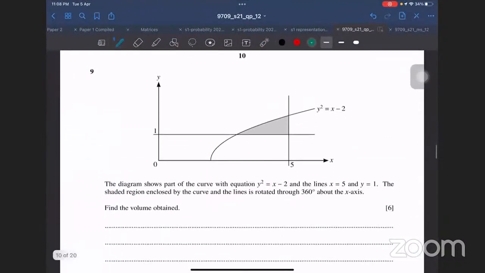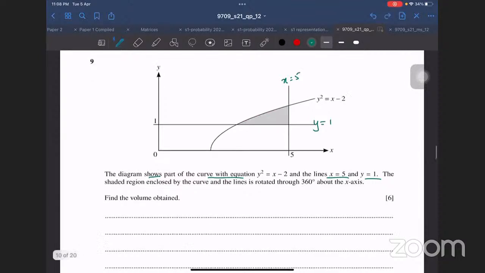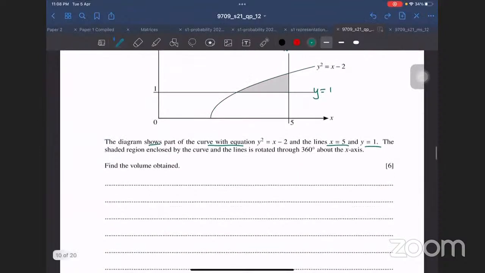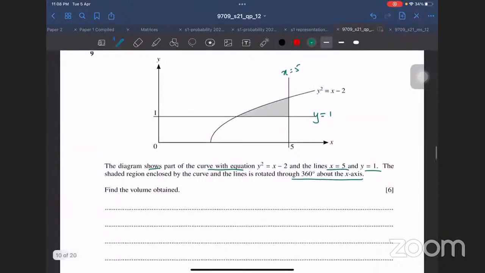Okay. Question number 9. This says the diagram shows part of the curve with equation this, and the lines x equals 5 and y equals 1. This is x equals 5 and this is y equals 1. The shaded region enclosed by the curve and the line is trapped between two different graphs, one a curve and one a line. It's asking me to find the volume rotated about the x-axis. So this has to go around like that.